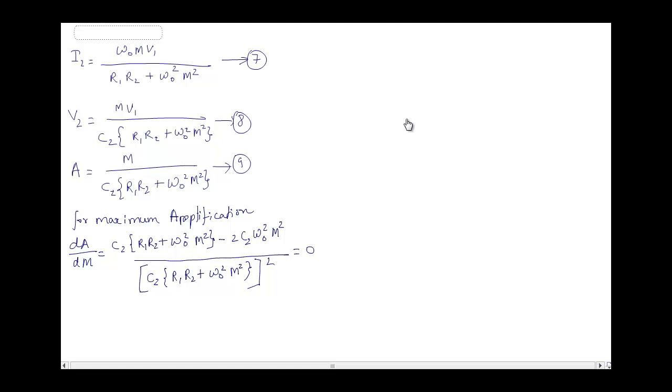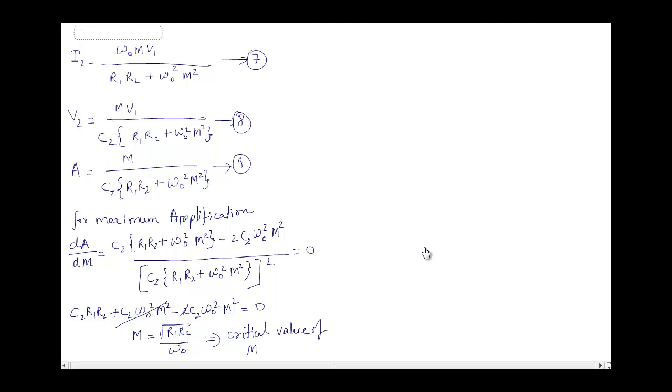So the denominator does not matter. What matters is the numerator. From the numerator we will get C2 R1 R2 plus C2 omega naught square M square minus 2 C2 omega naught square M square is equal to 0, where you can see this one cancels out once with this one. So just like in the case of the single tune, the value of M is going to be equal to under root of R1 R2 divided by omega naught. Again, this is going to be called the critical value of mutual inductance.